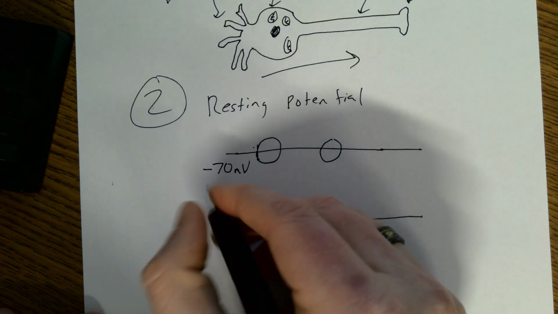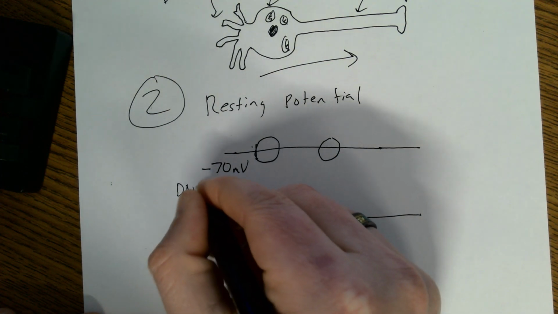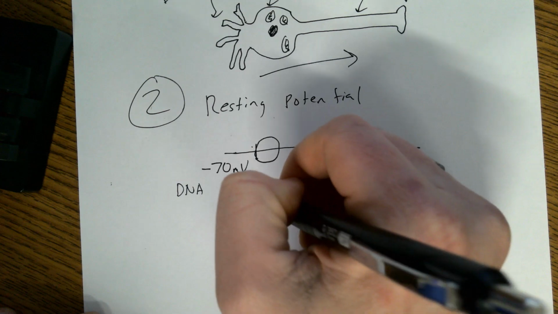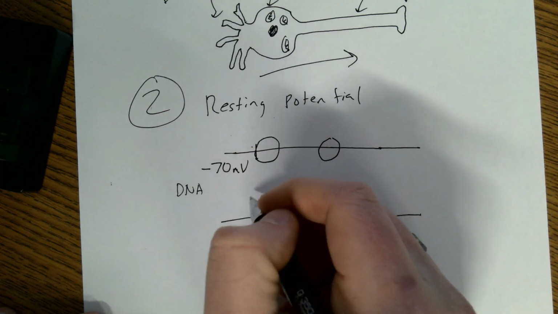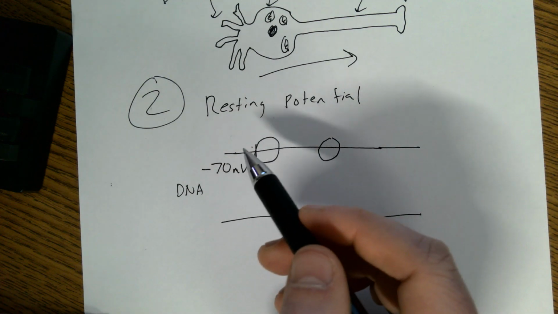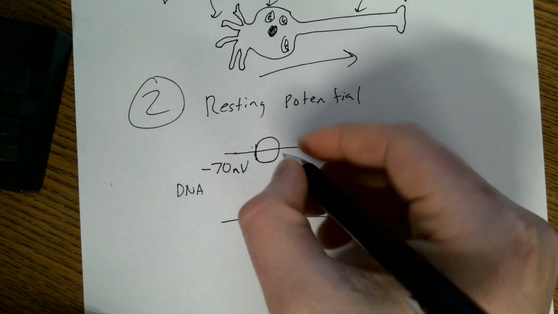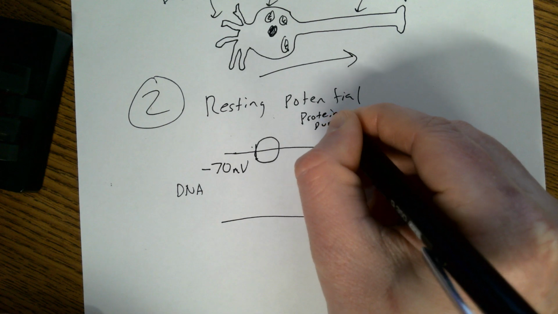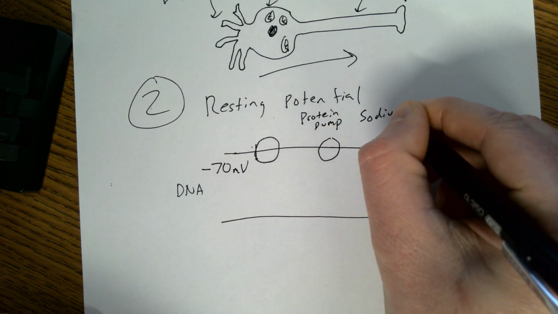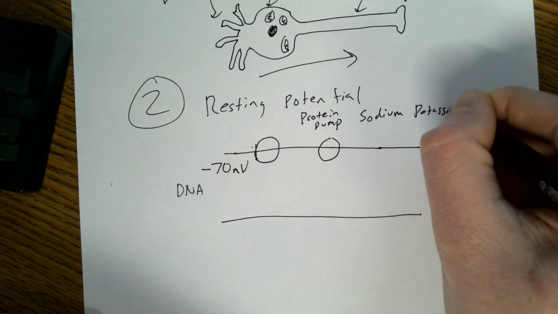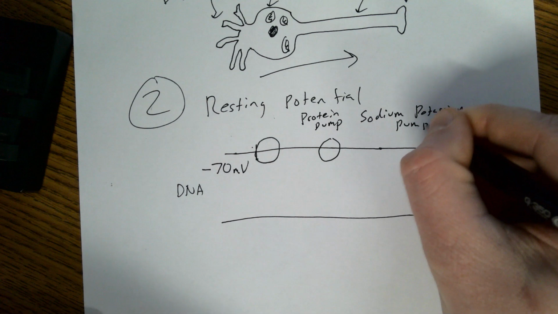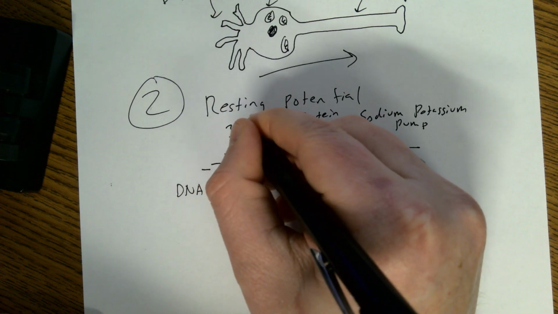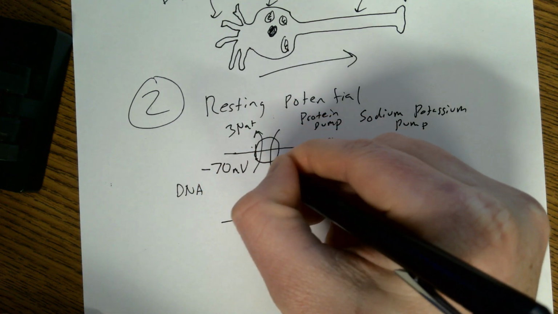That means there are negative molecules inside the axon, like DNA, that help make it negative 70, and there are more positive charges outside than inside. Why are there more positives outside than inside? They should be the same because of diffusion, but you're using protein pumps, a specific one called the sodium-potassium pump. The sodium-potassium pump will send 3 sodium out for every 2 potassium it brings in.